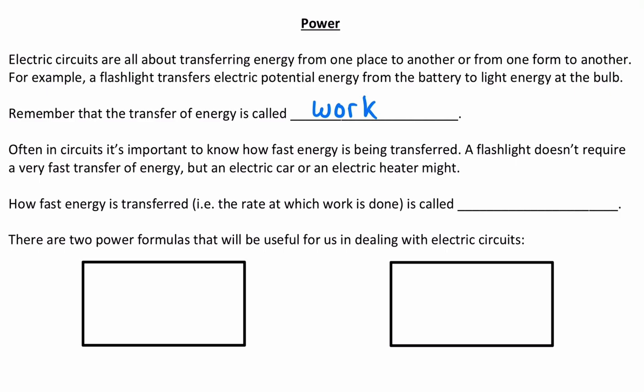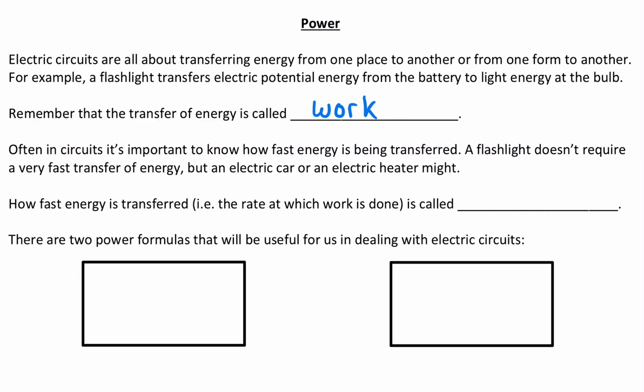Now, often in circuits, it's important to know how fast energy is being transferred. For example, a flashlight doesn't require a very fast transfer of energy. It doesn't use a lot of energy. But an electric car would require much more energy to be taken out of the battery at a much faster rate. Same with an electric heater, if you compare them to a flashlight. So the rate at which energy is being transferred is really important when you're designing an electric circuit.